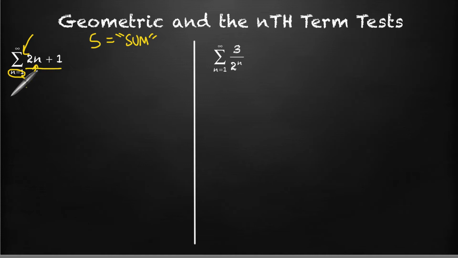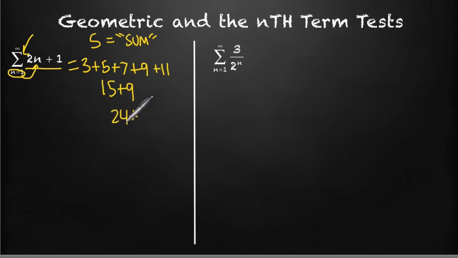in the term number. So when n is 1, you get 2 times 1, which is 2 plus 1, that is 3. Plus, when n is 2, you get 4 plus 1, which is 5. When n is 3, you get 6 plus 1, which is 7. And you can see this is the expression for odd numbers. So 3 plus 5 plus 7 plus 9 plus 11. Well, let's see. We already have 8 plus 7, that's 15. 15 plus 9 is 24 plus 11.